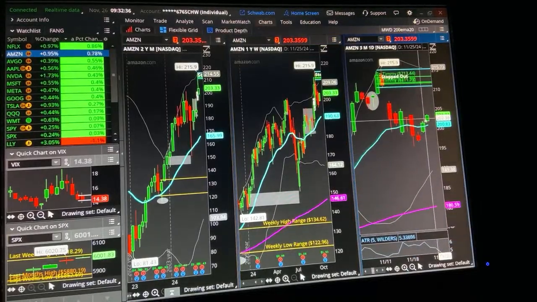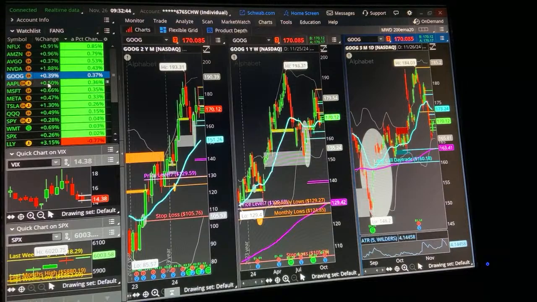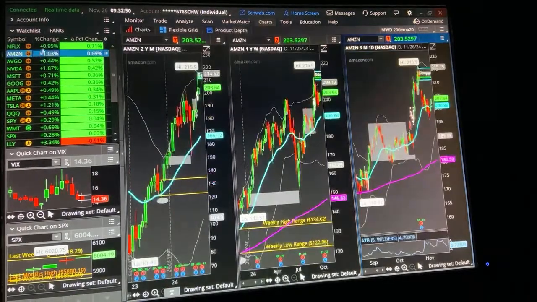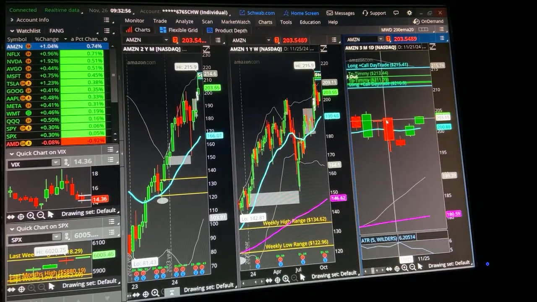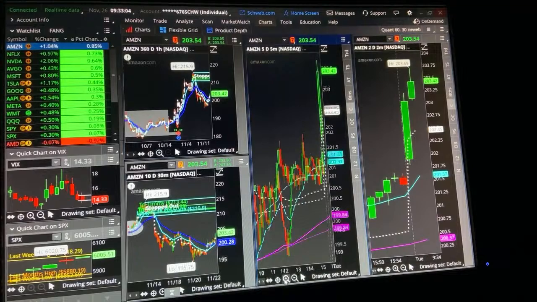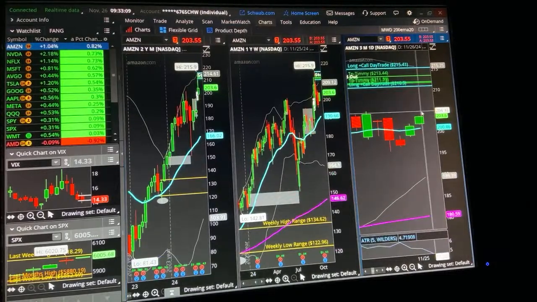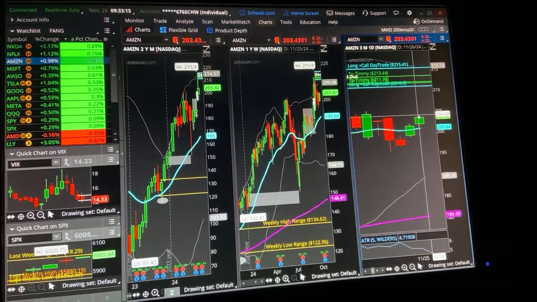Amazon. Nice little pro gap yesterday. Might have some continuation. Amazon long call. It'd be better if it cleared this bar here on the daily. Amazon's decent here. It'd be better if it was clearing this red bar already, so it could pull back a little bit.